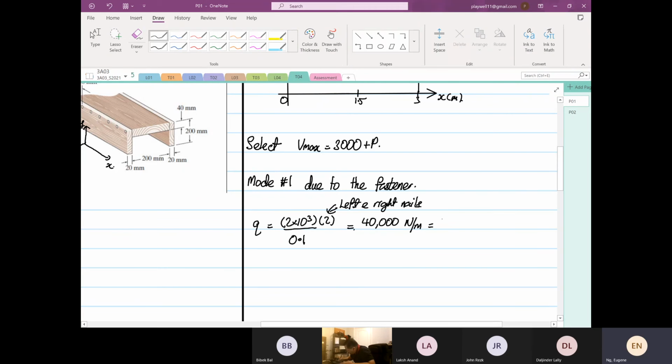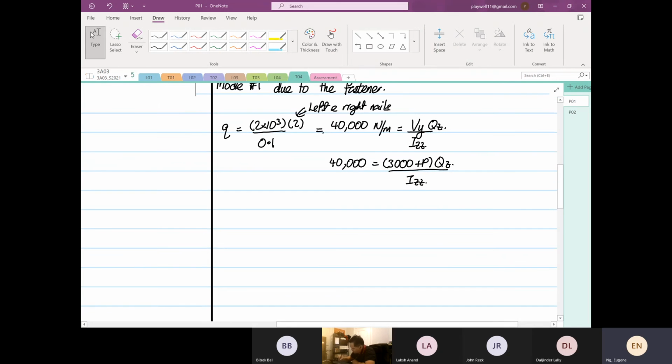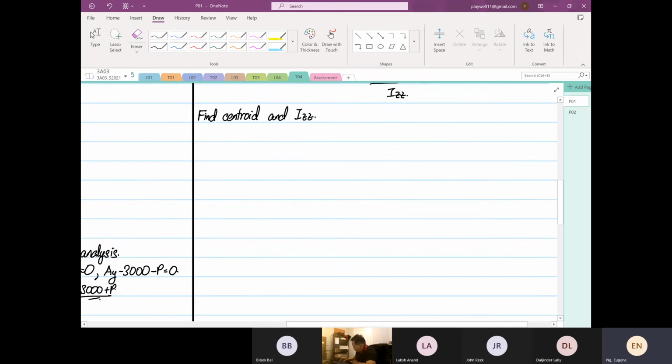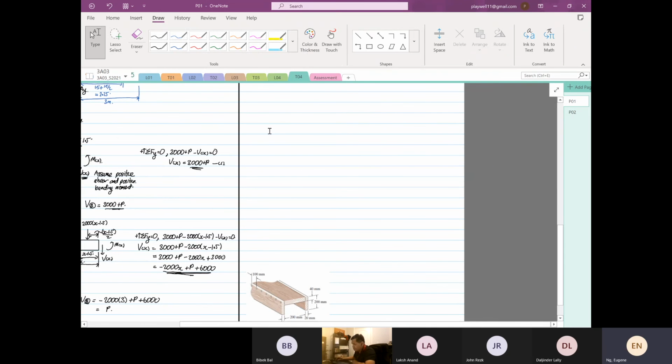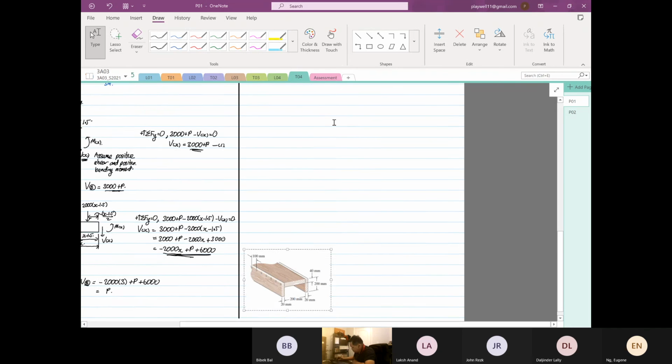And this whole term over here is equal to Vy over Izz, multiplied by Qz. So we know that this will be equal to 40,000, which is equal to (3000 plus P) times Qz over Izz. So the next thing we have to do is to find the centroid and Izz. So that's where I had this diagram sitting around.